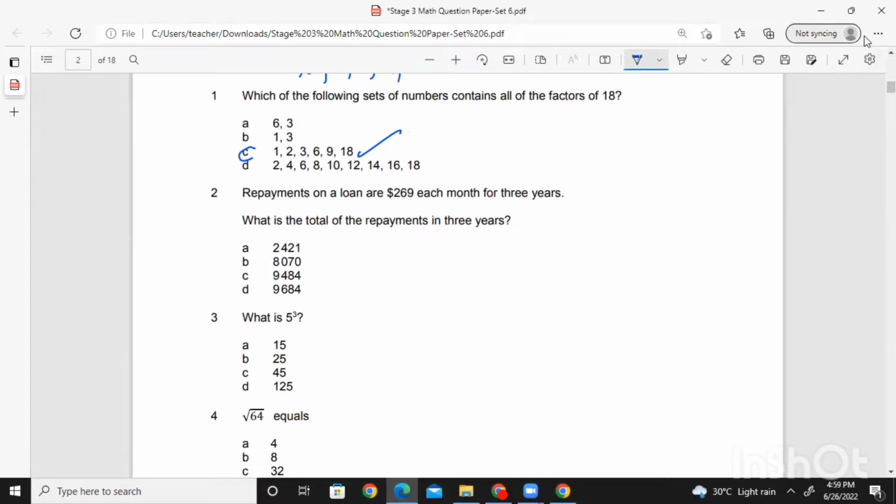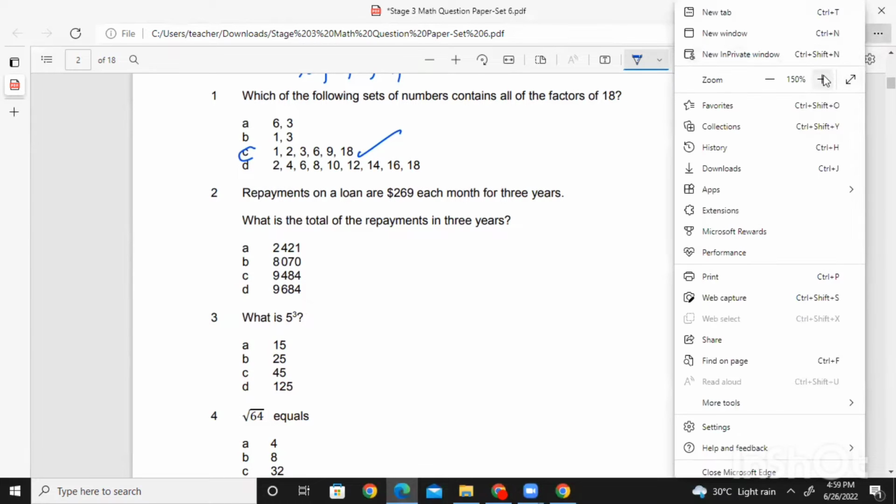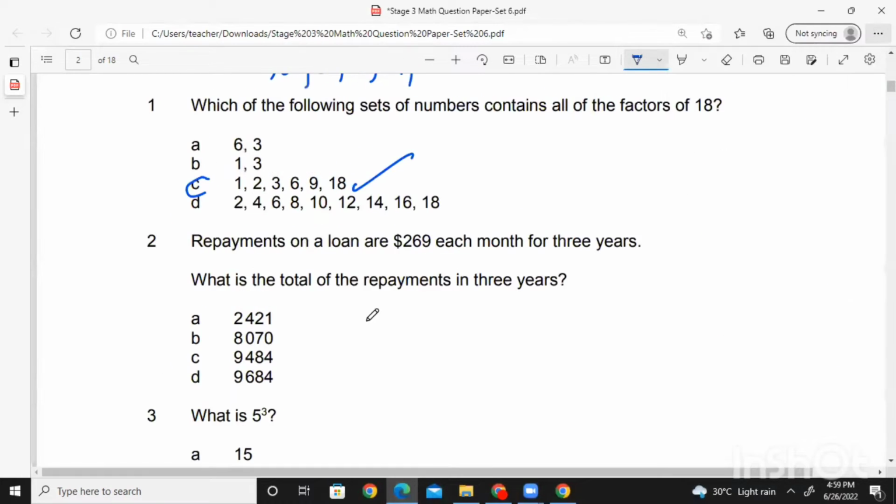Let me see if I could get a bigger view. Let's take a bigger view. All right, yeah, bigger view right there. All right, so let's go for question 2.